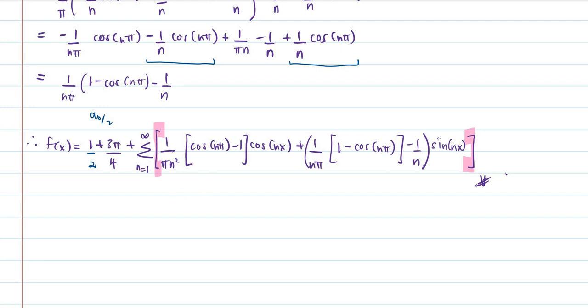So this is actually An cos nx plus this is Bn sin nx. Remember, even for Bn, you need to write in bracket. Don't simply write plus 1 over n pi in bracket 1 minus cos n pi minus 1 over n sin nx. Because theoretically, it will be 1 over n only multiplied with sin nx, but it is actually b of n, the whole, multiplied with sin nx. That's why we need to write a bracket here.